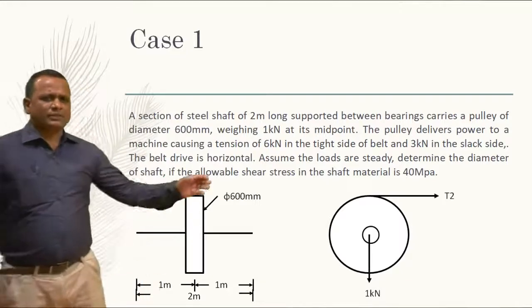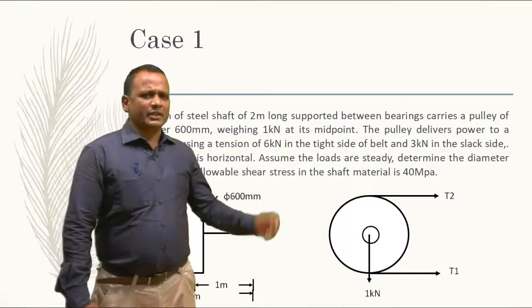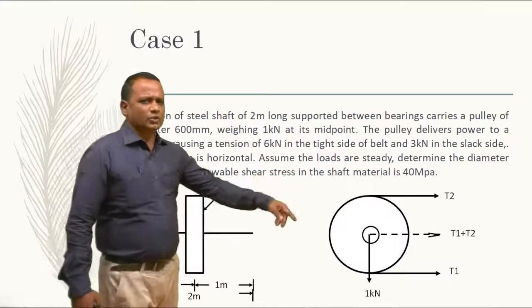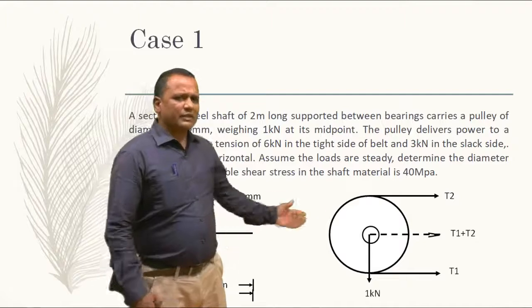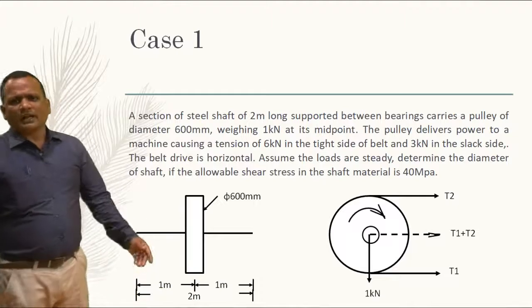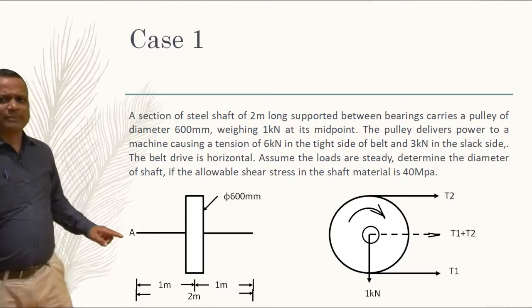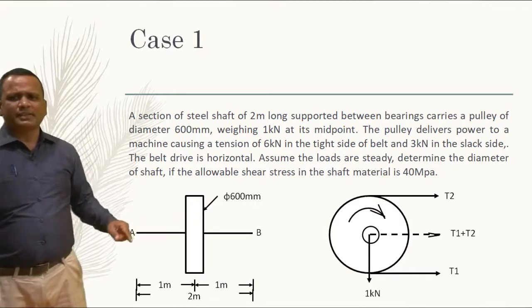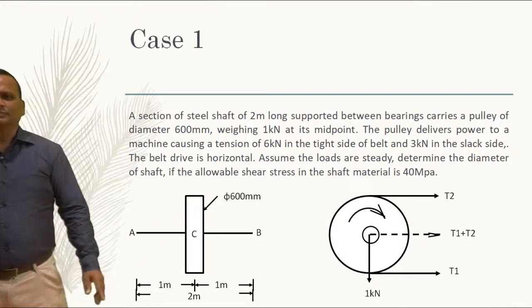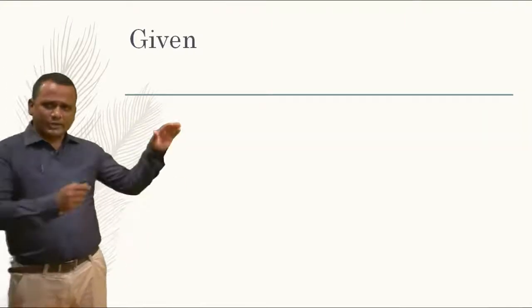Next, I consider T1 and T2 as the tight side and slack side, as given here, 6 kN and 3 kN at the tight and slack sides. The summation of those two would be T1 plus T2. I'm just going to refer to the sketches using the case which has been given to us. Since I consider this rotating in a clockwise direction, I point the ends as point A and point B, and the point where the pulley is loaded I call C. Now, once I have done this, satisfied with the conditions given here, I will go ahead and sort out the givens.